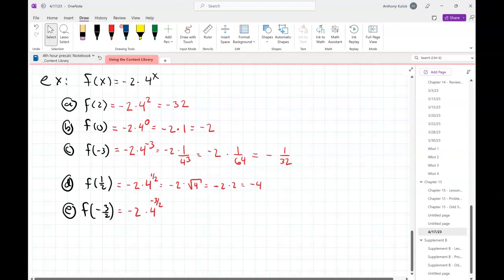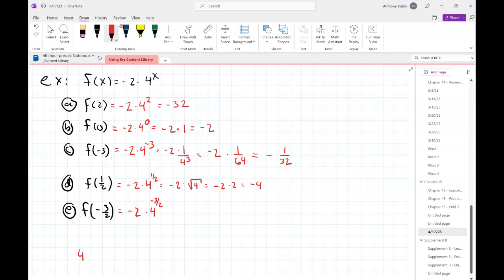How am I going to do 4 to the -3/2? So when I look at this, what I see is 4 to the -1 times 3 times 1/2. Instead of thinking about it as -3/2, I'm going to think about it as 3 separate pieces. Is everybody okay with that?